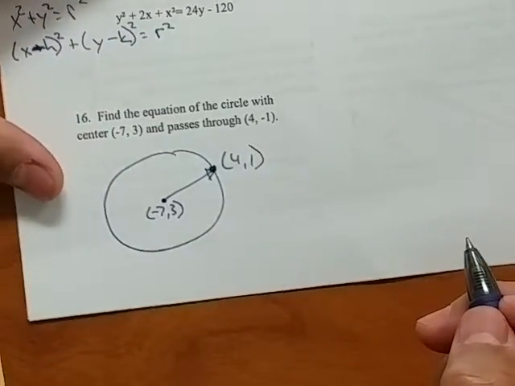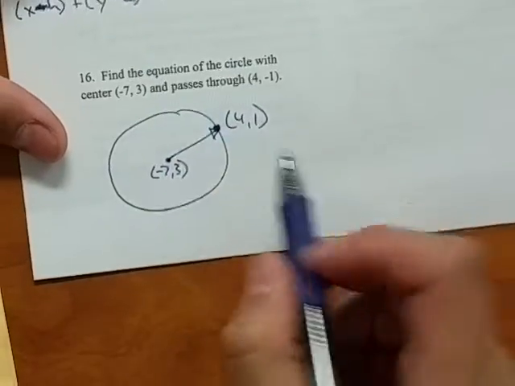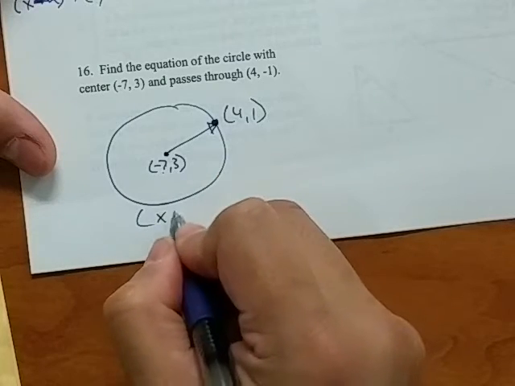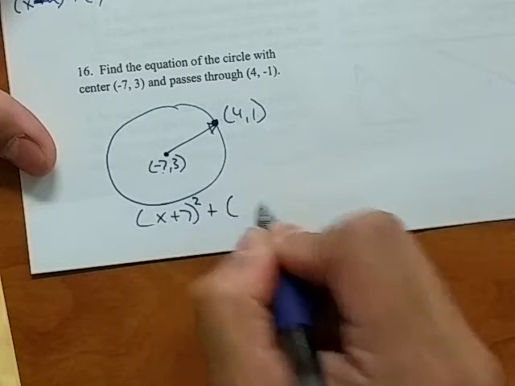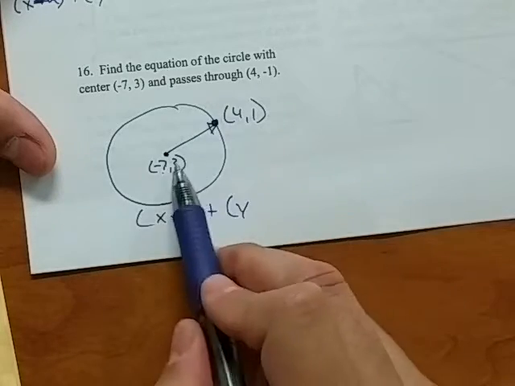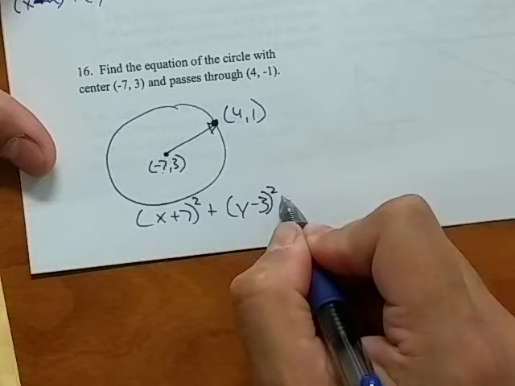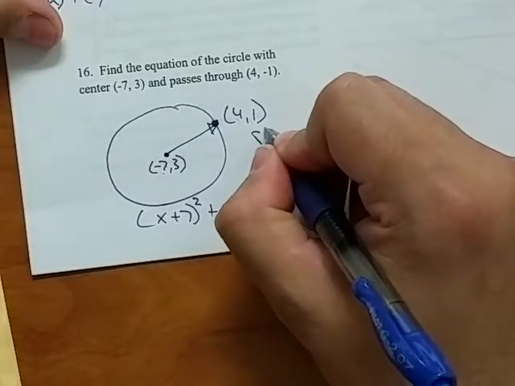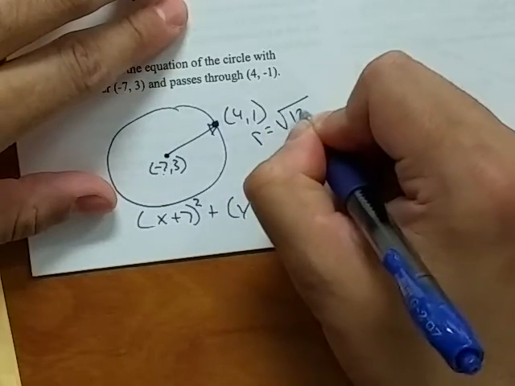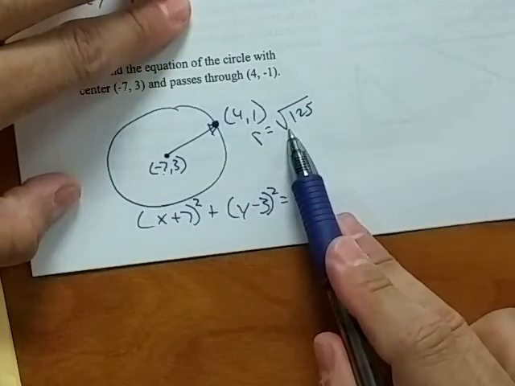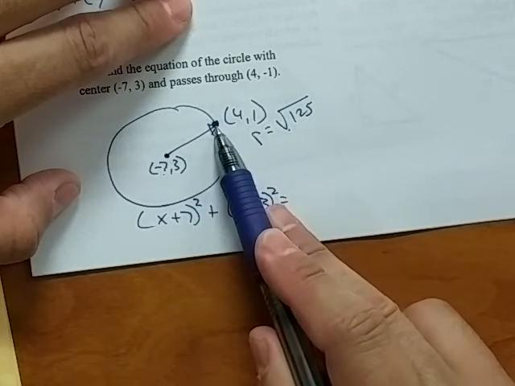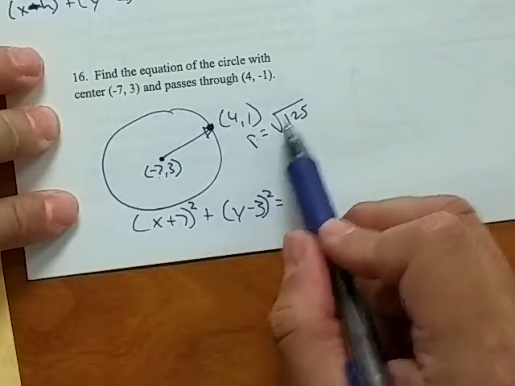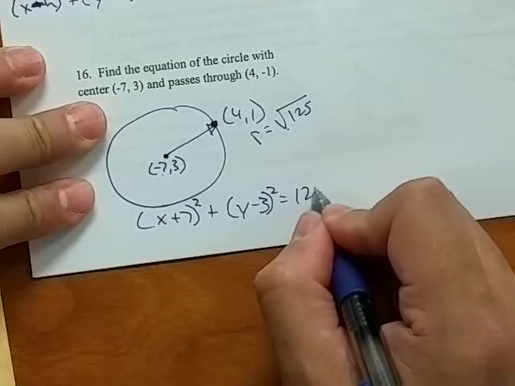So I know a couple things here because of this. The center of the circle, it's going to be x, now it's the opposite of this, so it's plus 7 squared, plus the other one, which is going to be y, the opposite of this, minus 3 squared, equals, now if my radius is the square root of 125, in my formula it's the radius squared. So if I square this one, it's just going to give me 125.